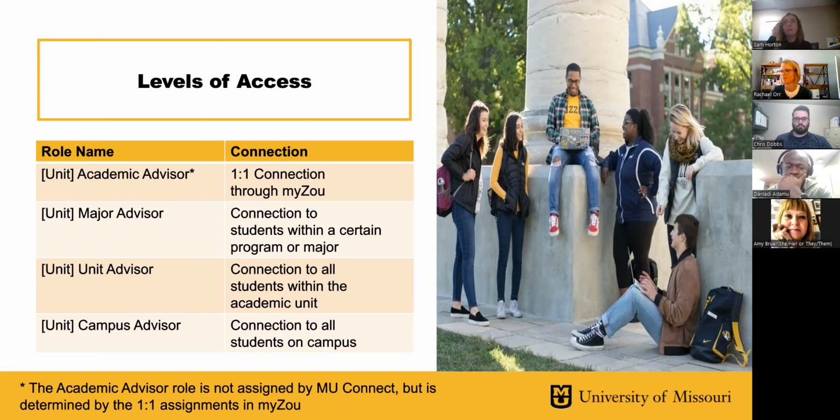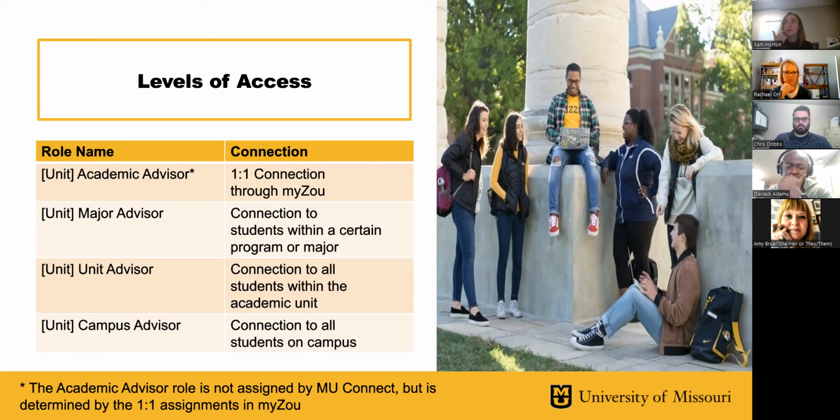Then we have the unit major advisor. So this is a connection to students within a certain program or major. So if you have different certificates, or if you have a BA and a BS offered in your department, this would be some of those examples of different majors or programs you could be tied to.